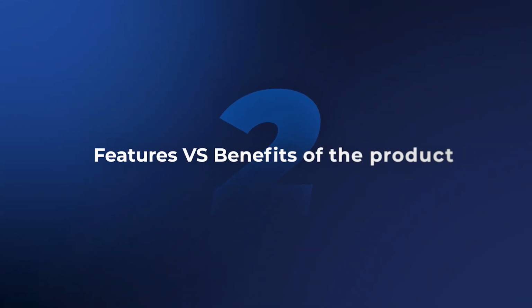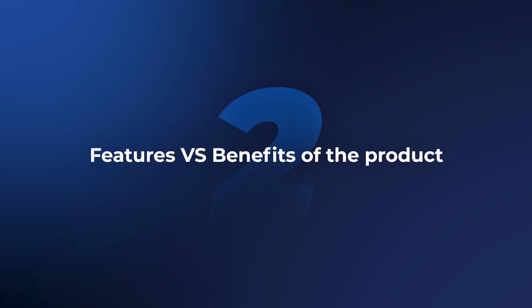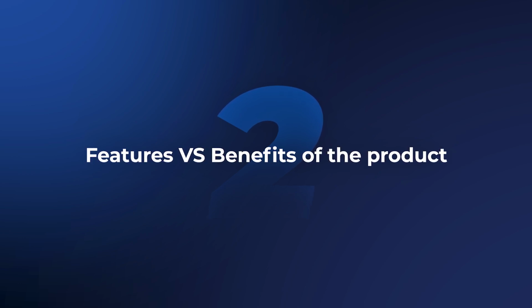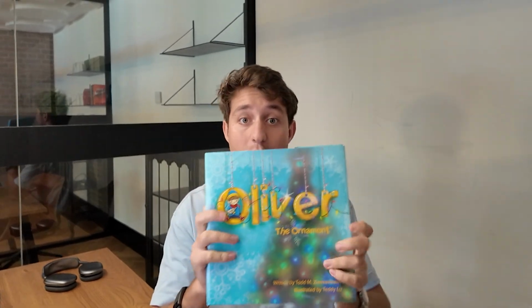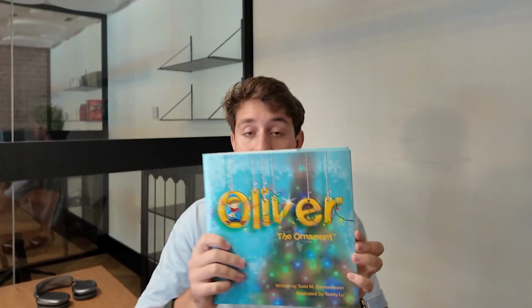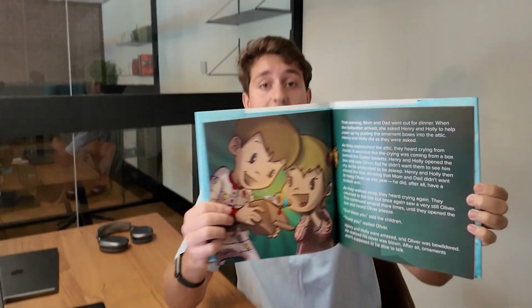The second thing that I want to talk about is that when you run Facebook ads, you need to understand the difference between the messaging in the features and the benefits. There are many ways that you can describe this. Here, for example, I'm holding a book of a client of mine. This is Oliver the Ornament. It's a Christmas book for families that you can read through with your kids, giving them a very interesting story about Christmas and different ornaments that the story talks about.